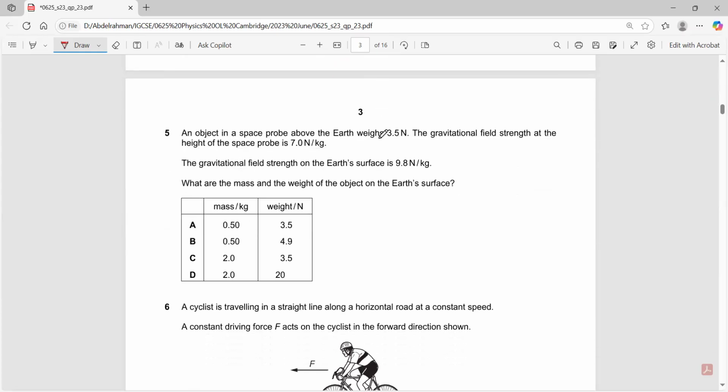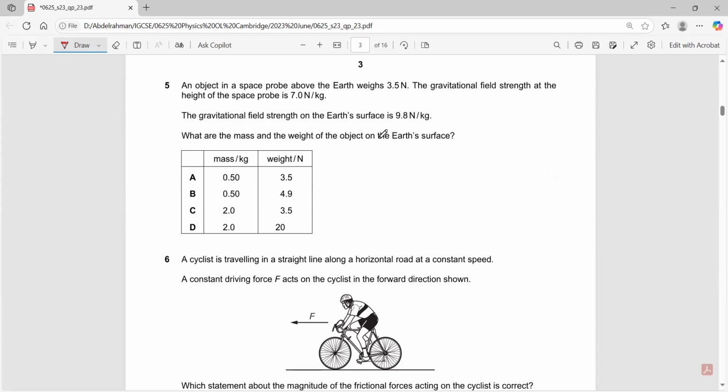An object in a space probe above the Earth weighs 3.5 newtons. The gravitational field strength at that position is 7 newtons per kilogram. The gravitational field strength of the Earth is 9.8. What are the mass and the weight of the object? Okay, on the Earth's surface. Can I find the mass and can I find the weight?